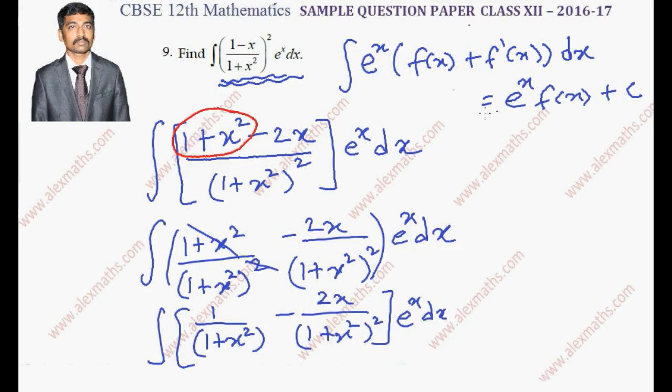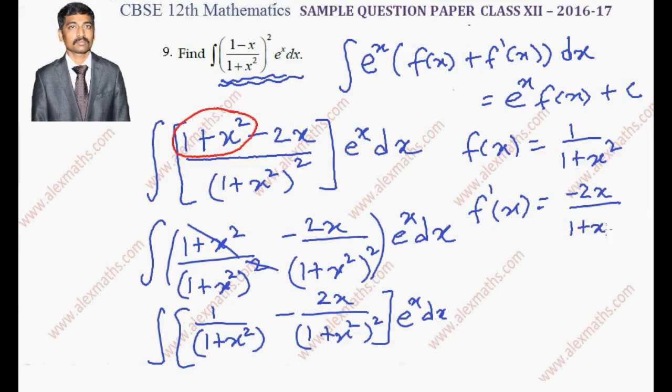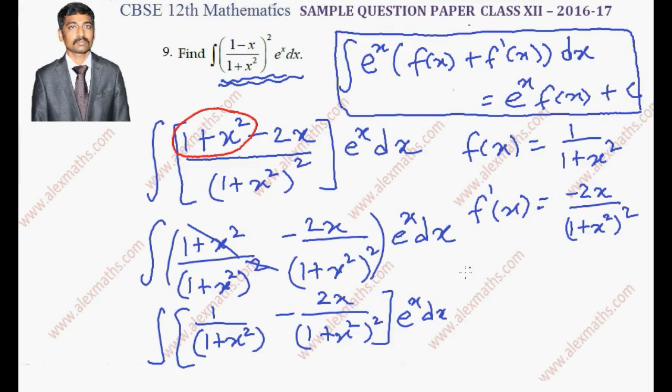If I take the first part as f of x, that is 1 by 1 plus x square, after differentiating this we get minus 2x by 1 plus x square whole square. You can use the u by v method or you can use direct differentiation. So we identified it is of this form, and if I use this form, our answer is going to be e power x into 1 by 1 plus x square plus c.